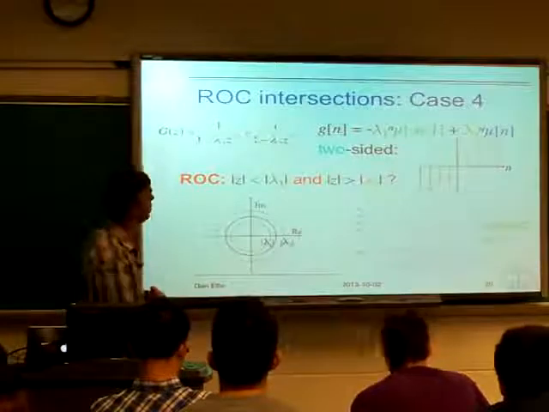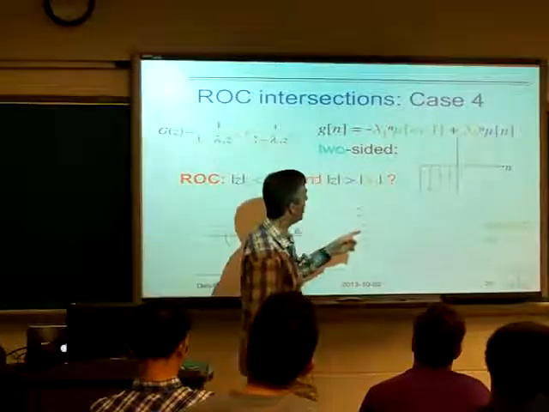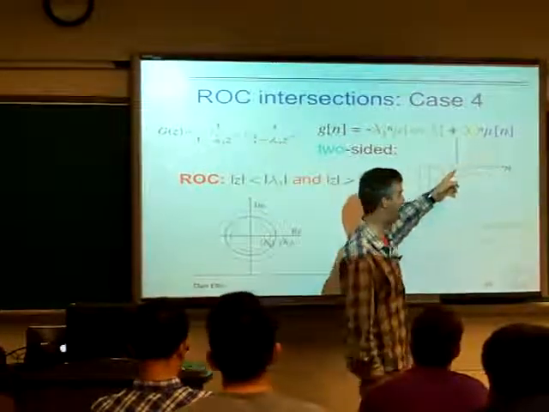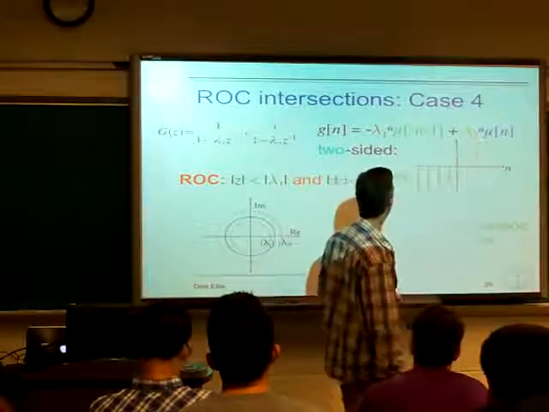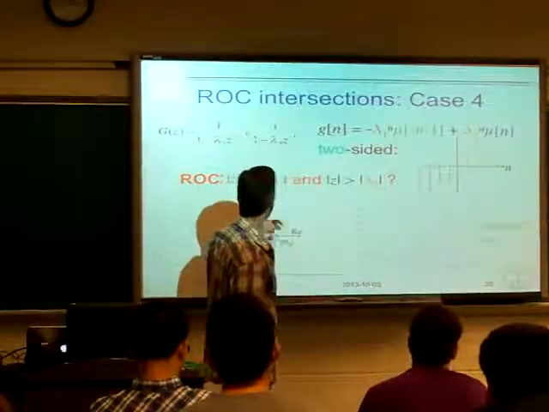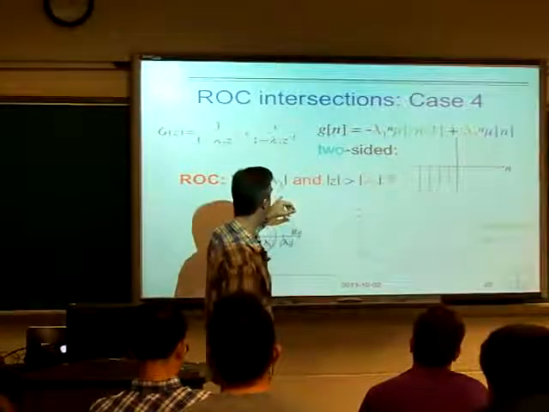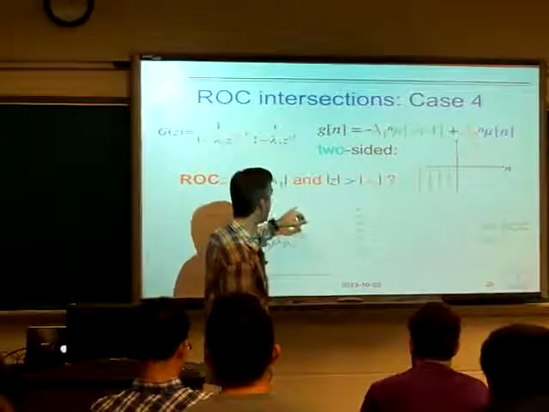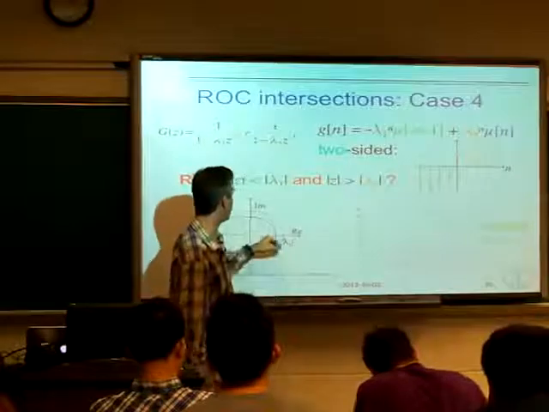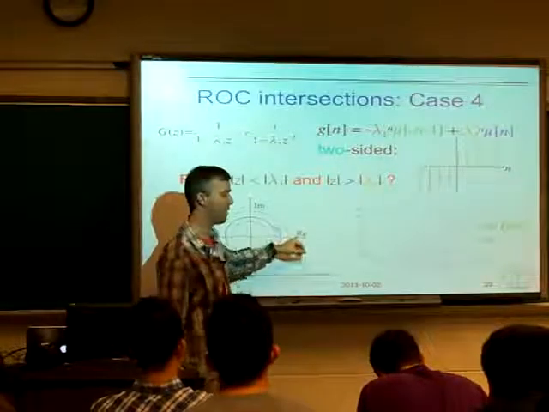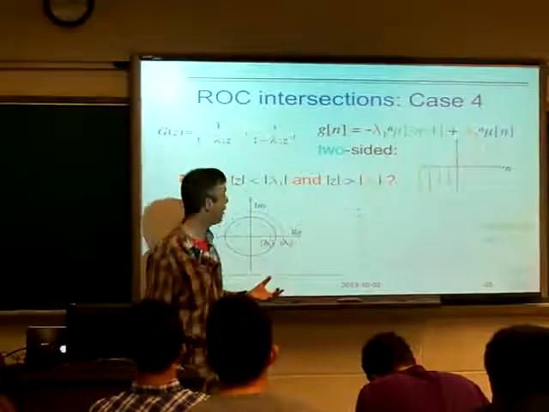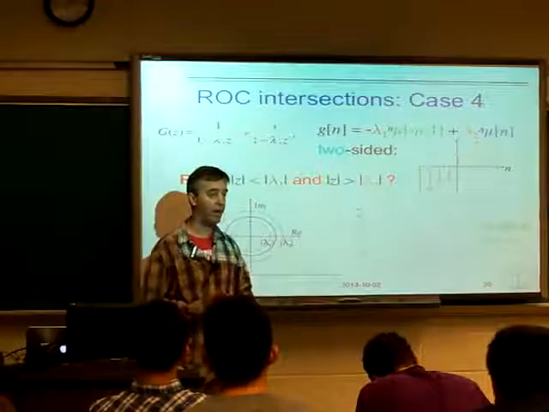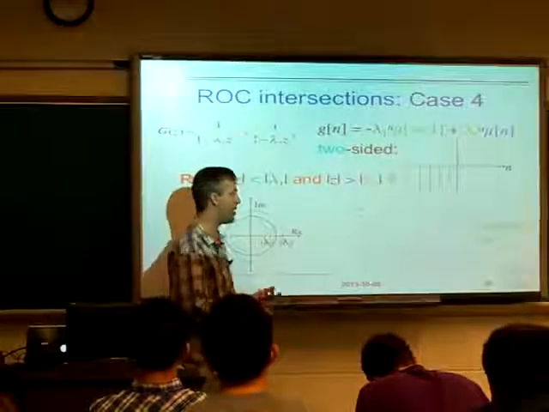Just for completeness, here's the fourth way of building a sequence out of those two choices, the two divergent parts. In this case, the region of convergence constraint would be that Z must be smaller than lambda 1, larger than lambda 2, but lambda 1 is already smaller than lambda 2. So there's actually no values of Z where both of our constraints can be met.